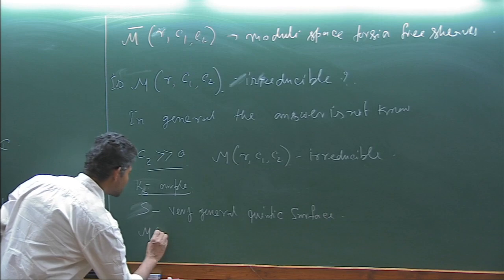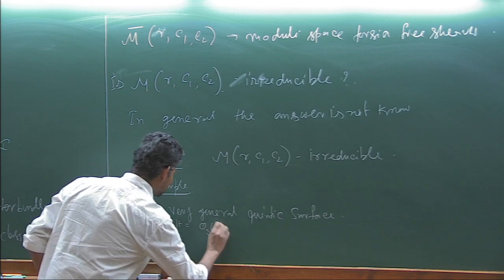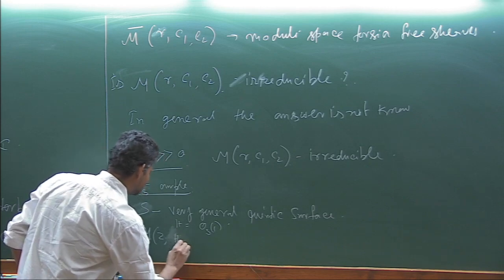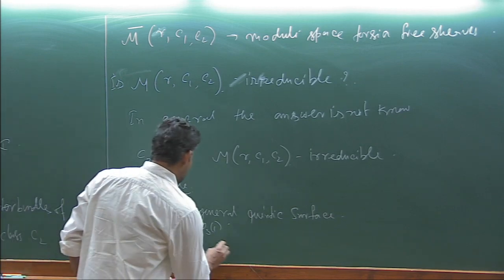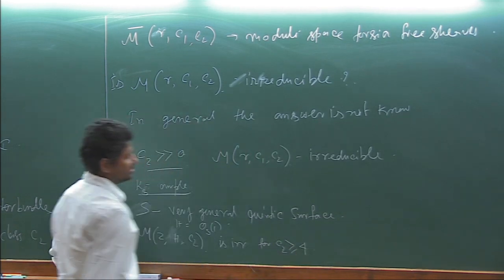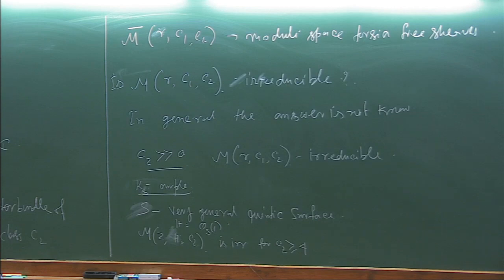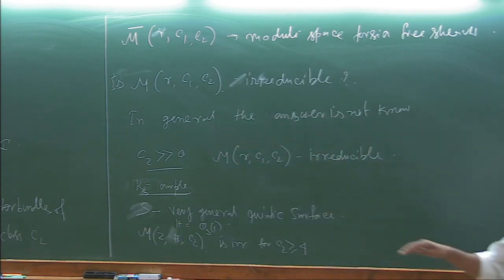They considered the rank 2 case, where H is O_S(1), c1 is H, and c2. This is irreducible for c2 greater than or equal to 4, and otherwise it is empty. Then the next natural question is what we can say about higher degree surfaces. For example, my initial goal was to investigate this question for a very general sextic surface, the next case.